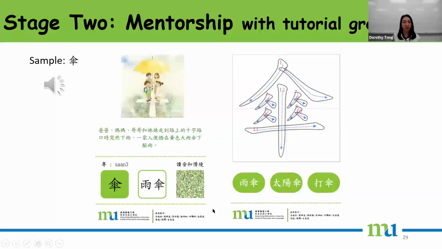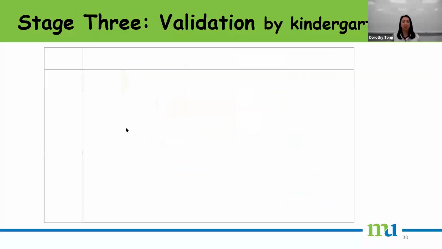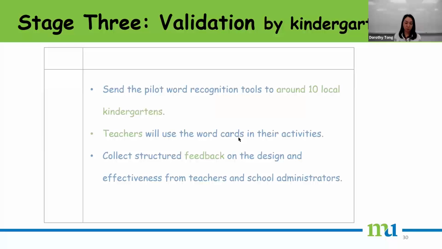Yes. Okay, so now we have just finished stage 2. We are now working on the feedback. So we are trying to create some feedback form. We try to put everything together. The 20 draft tools are to be sent out to the kindergarten teachers and also the principals to collect the feedback.